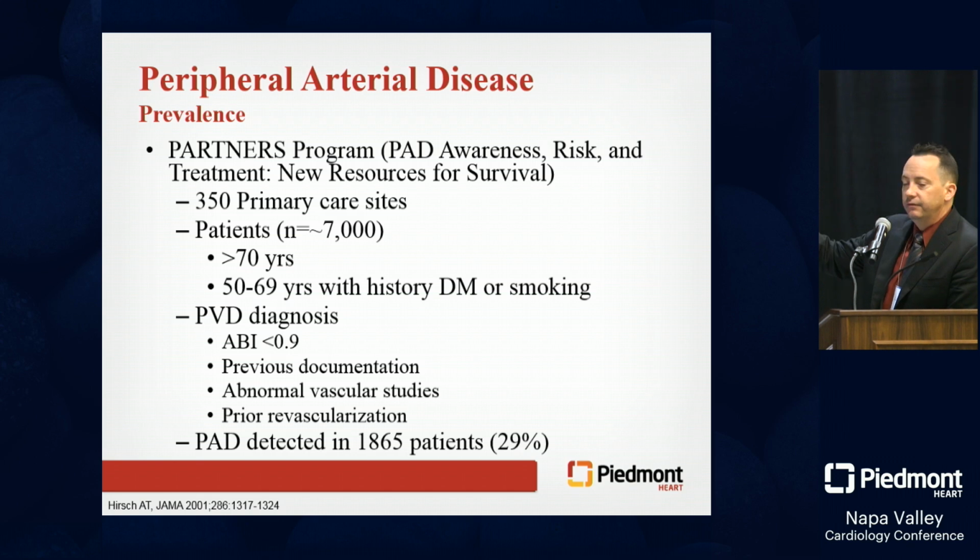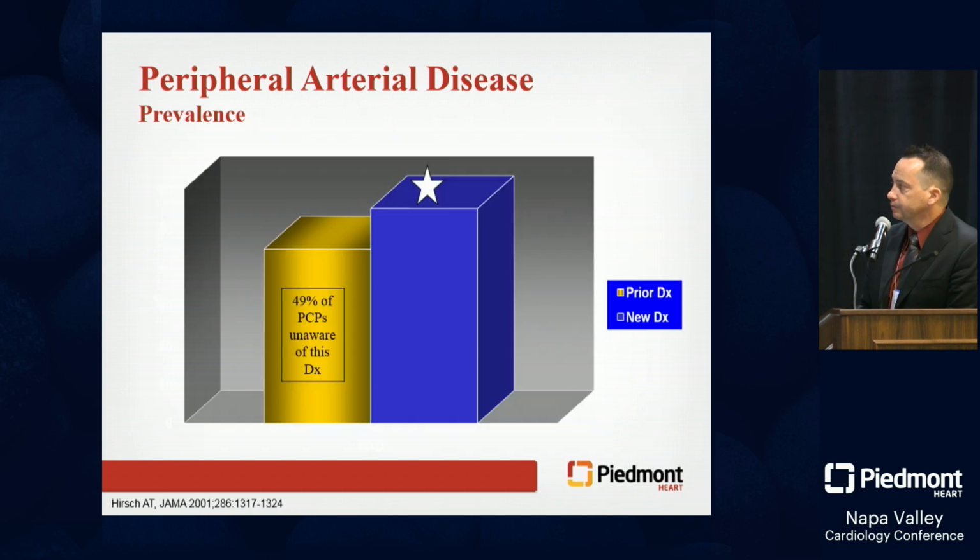And if you look at PVD diagnosis as defined by an abnormal ankle brachial index or prior revascularization, almost 1 in 3, 29% of your patients, have peripheral arterial disease. That's almost 1 in 3 who walk in your office that are coming in for your lipids or coming in for your cholesterol, coming in for your coronary disease or maybe your valvular disease, probably also have concomitant PAD.